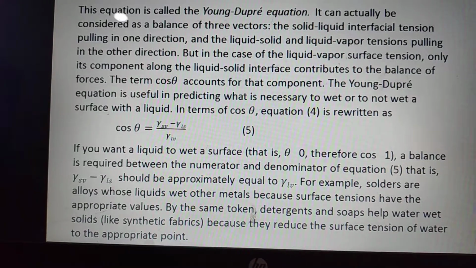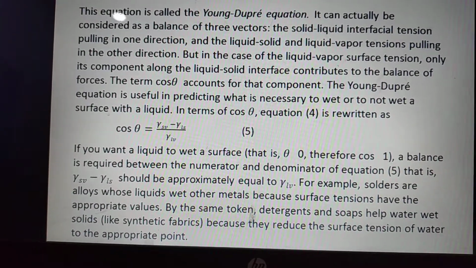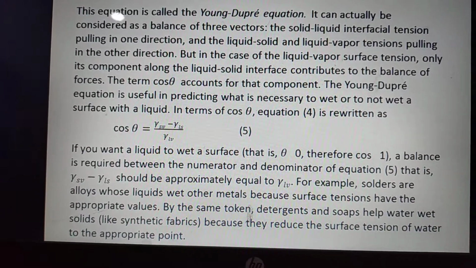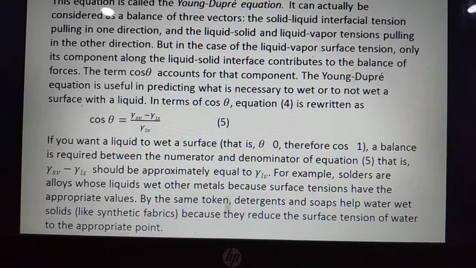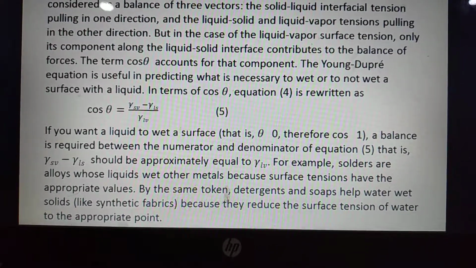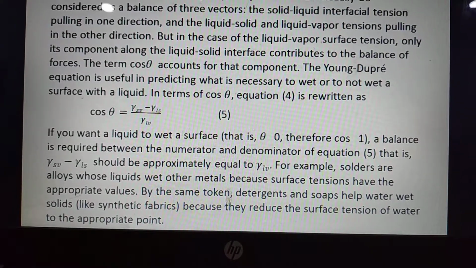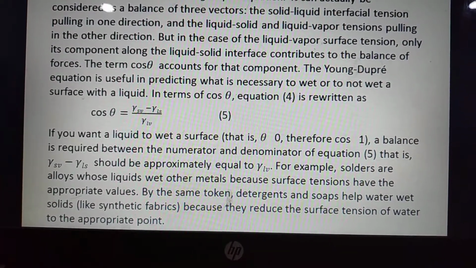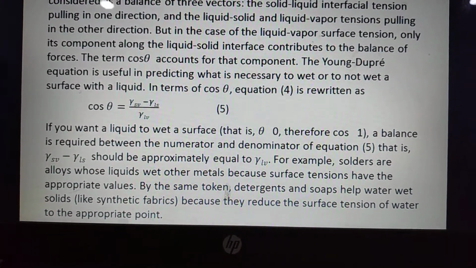If you want the liquid to wet the surface, theta should equal 0, or cos theta should equal 1. So a balance is required between the numerator and denominator in equation 5. That is, gamma solid-vapor minus gamma liquid-solid should be approximately equal to gamma liquid-vapor.